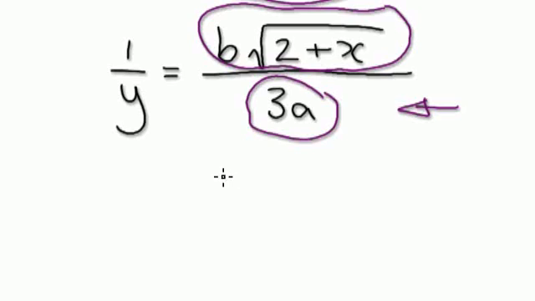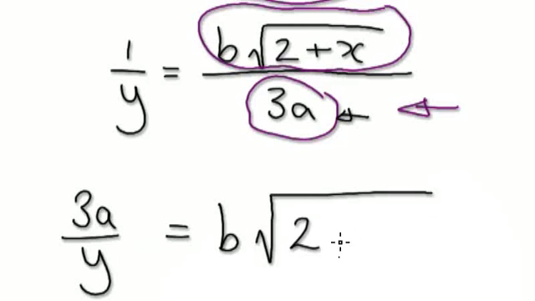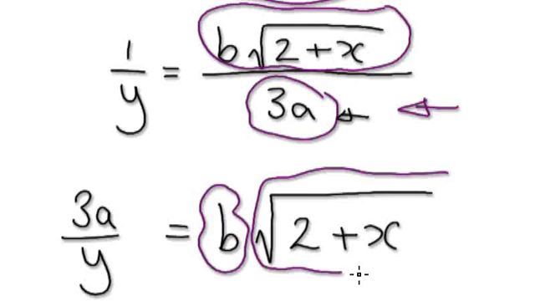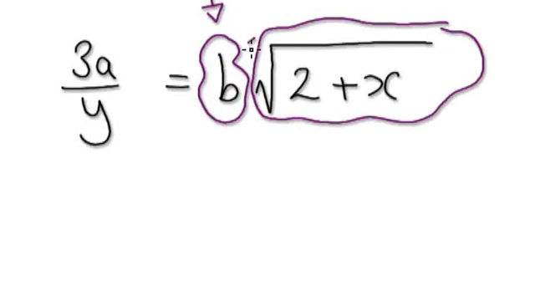So you times this bubble here, and it will get multiplied to the top. So it will be 3a over y, and over here it will be b root 2 plus x. Now visualize it as this one bubble multiplying this bubble here. So kill off the b by dividing both sides by b, because at the moment the two bubbles are multiplying each other.